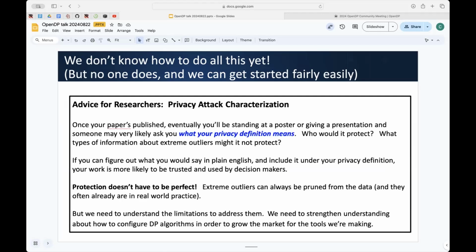You've been hearing this all two weeks, so I won't spend a lot of time on this. I'm just going to say one important thing. Don't be afraid of saying we're not going to protect an outlier who looks like this. Because in reality, people are already doing things on data that's sensitive. They've been releasing sensitive data forever. Statistical organizations have been doing this forever. They already clip extreme outliers. Worst case scenario, we'll just drop those people. We'll fix it somehow, right? If you don't need to have them. But say something about your privacy definition, because if you don't, we don't have any understanding of the limitations of your privacy protection. We don't understand how to configure the algorithms, and it's difficult to grow the market for the tools we're making.